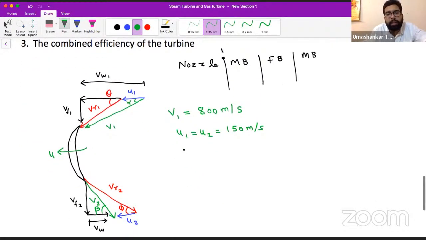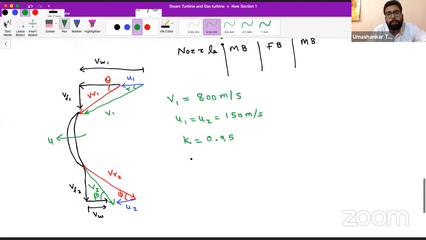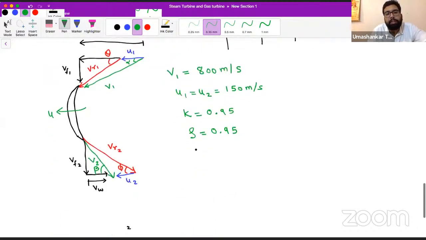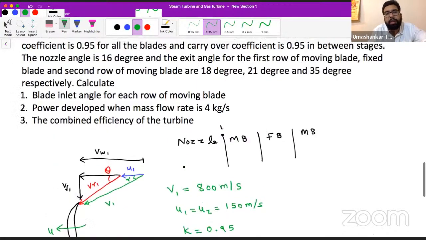Okay, let's write the given data here. K is equal to 0.95, our blade coefficient, and rho, the carryover coefficient, is also 0.95. The nozzle angle is 16 degrees. So what is the nozzle angle? Alpha is 16 degrees, given to us.